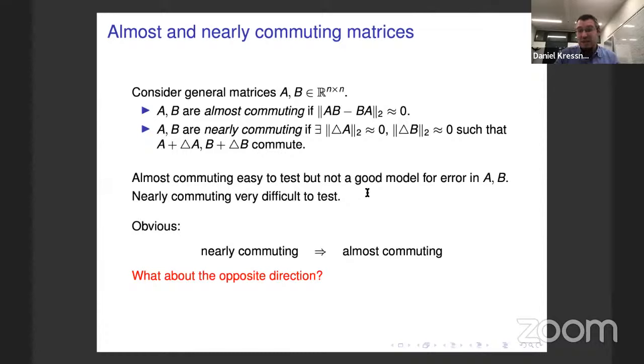Since I would suspect it's not true. If you have AA* minus A*A small, that this implies that A is close to being normal, with the same type of proportional to the norm of the commutator of AA*, but let me not comment on this further. I should know it, but now it doesn't come to my mind. Okay, never mind. It's a very valid point.